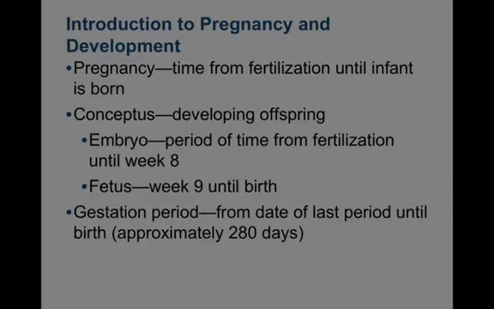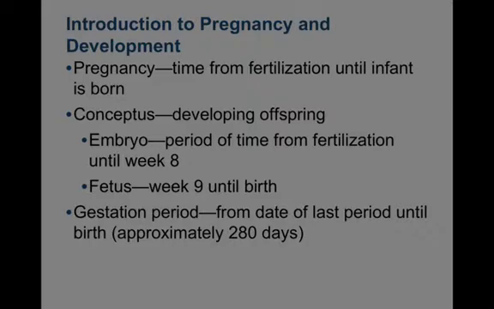So we add that. Now you have that first part, your first missed period, and then from that point forward it's about 9.5 months. So the timing is a little off. It's a little subjective, depending upon when that happens. Pregnancy is the time from fertilization until the infant is born.